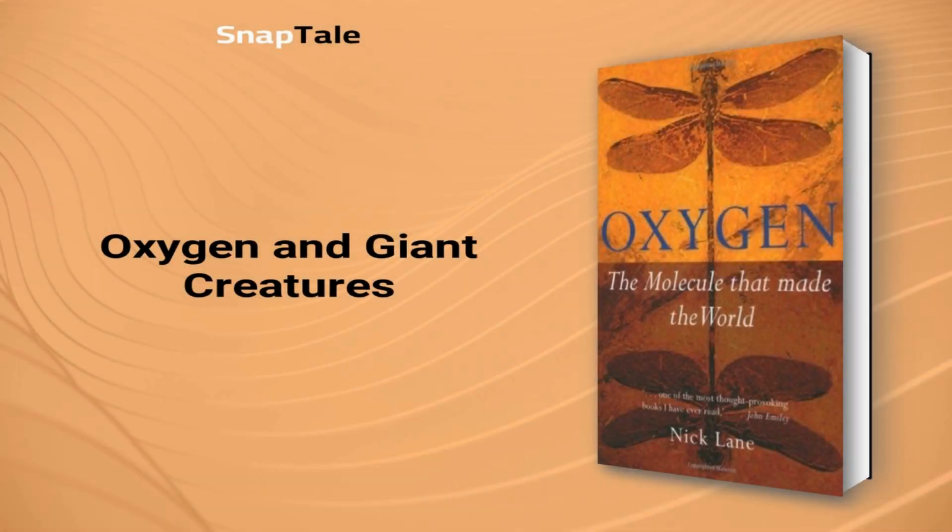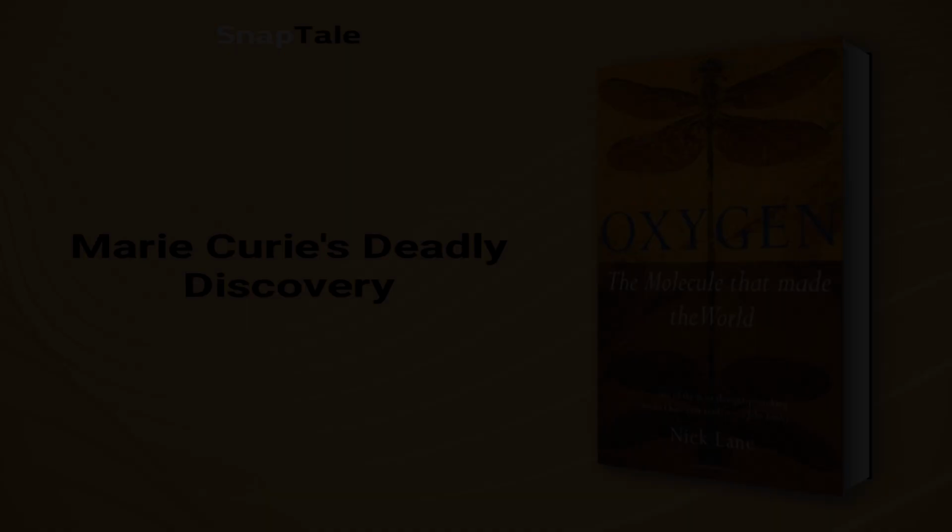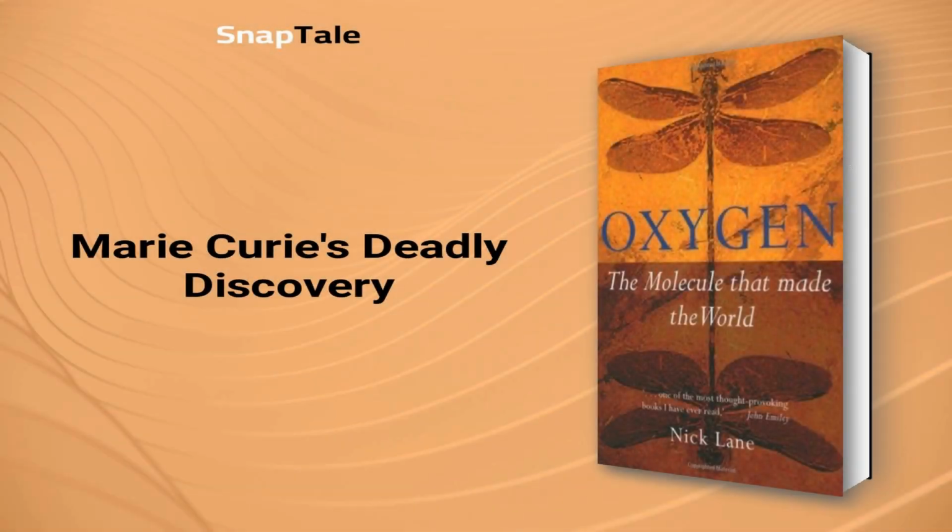Oxygen and giant creatures. During the Carboniferous period, giant creatures such as dragonflies and scorpions thrived due to an oxygen-rich atmosphere. Scientists found that dragonflies can fly more easily in such air, explaining the existence of larger species. Organic material buried during that time allowed geochemists to determine that oxygen levels reached up to 35% of the atmosphere.